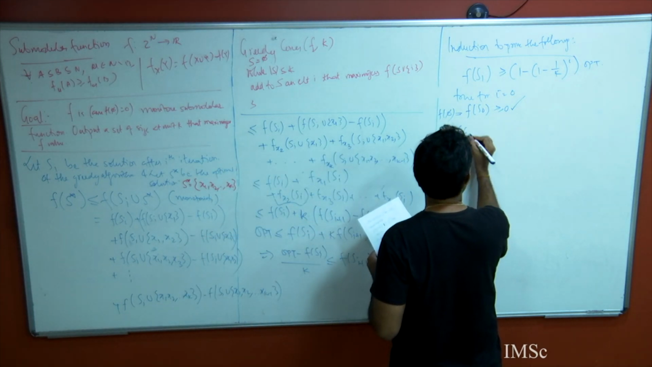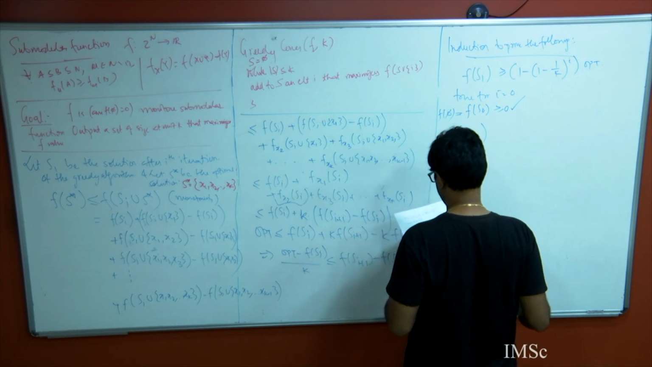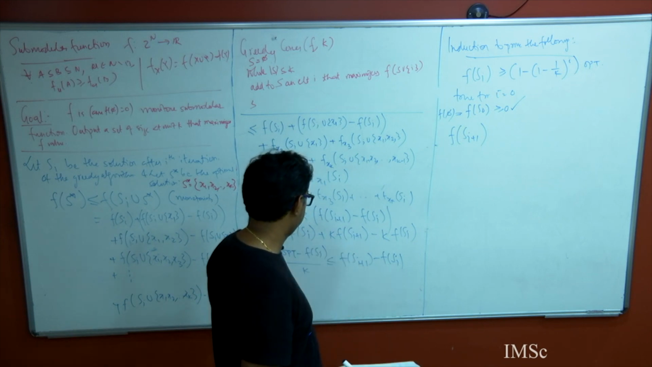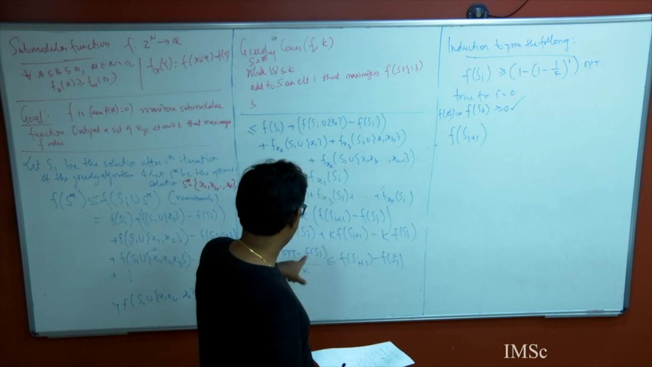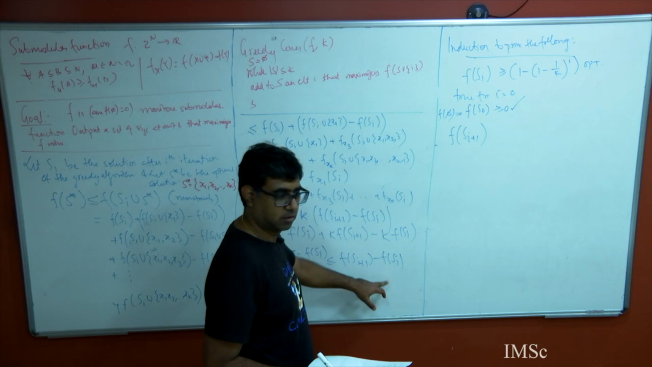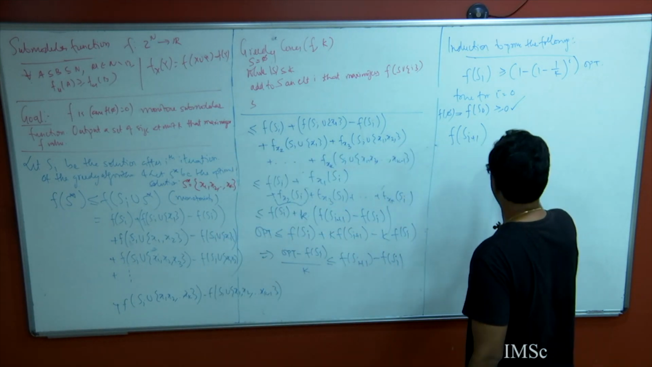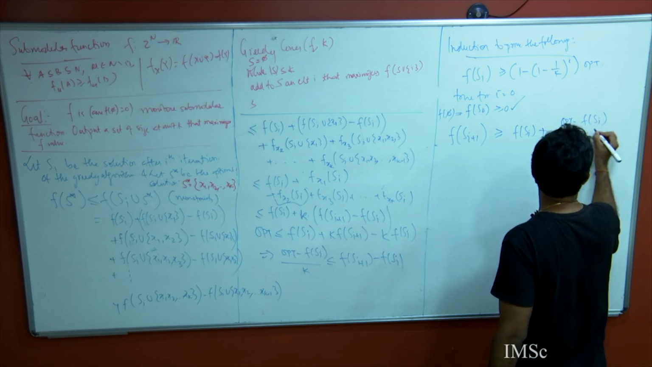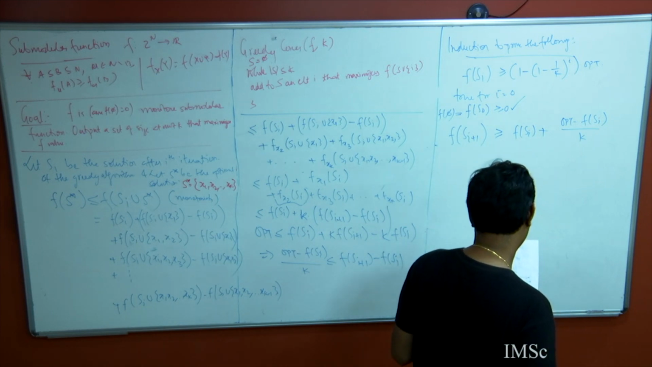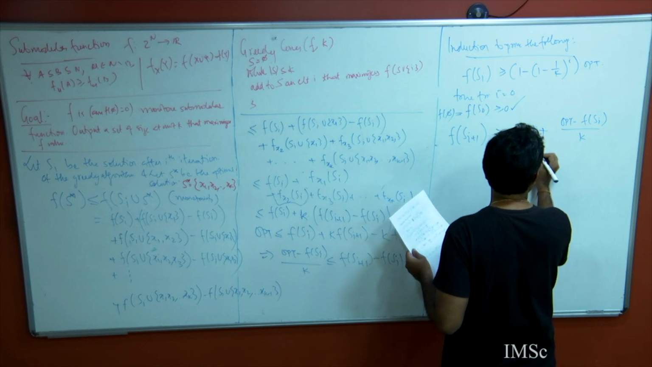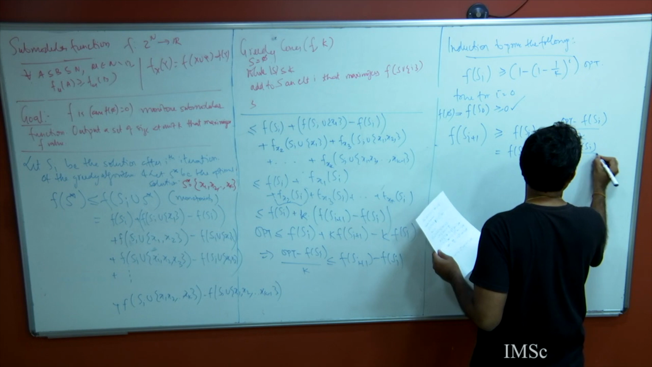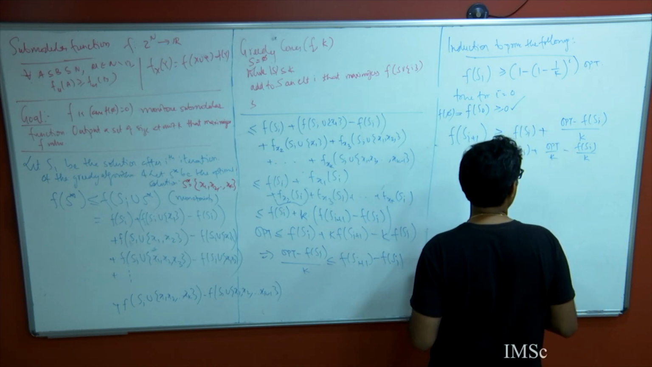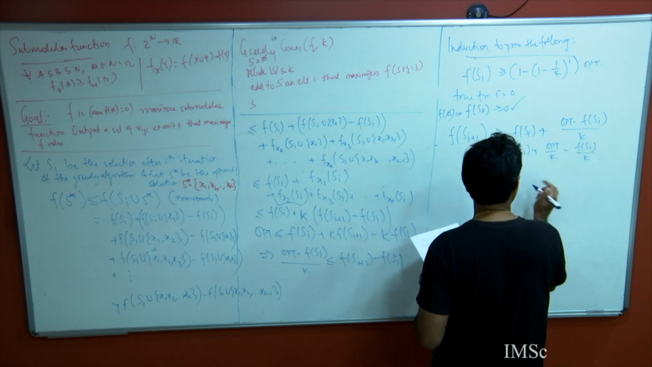Now what is f of Si plus 1? Is this quantity, right? F of Si plus 1 is this plus f of Si. This is why we got this inequality, right? So what is this f of Si plus 1? It is at least f of Si plus opt minus f of Si by k, right? Which is equal to f of Si plus opt by k. So if I take this common, what do I get?